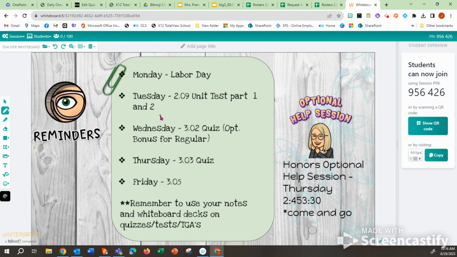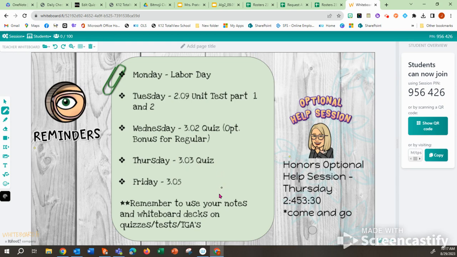You'll have one in Unit 2, which is the unit that we're in, and you'll also have another TGA in Unit 6. I will do a separate video if you're needing a little extra help with part 2 of the 2.09 unit test. Wednesday, we're moving right into Unit 3, 3.02. It's an optional bonus for regular. Thursday, 3.03 with a quiz, and then Friday, 3.05.